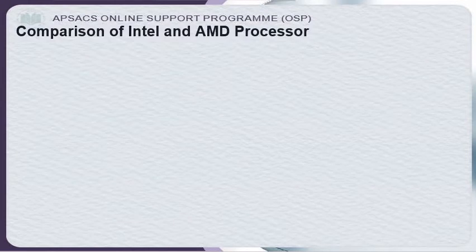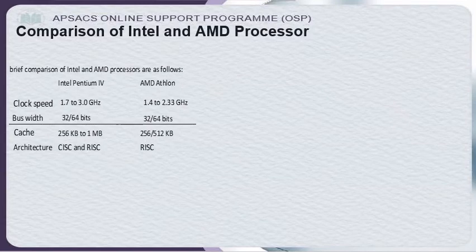Comparison of Intel and AMD processors. So let's discuss here. Clock speed of Intel is 1.7 to 3 gigahertz, and bus width is 32 to 64 bit. But for the same processor, if you see the AMD comparison with the Athlon processor, it is 1.4 to 2.33 gigahertz, and bus speed is 32 bit as well as 64 bit available.